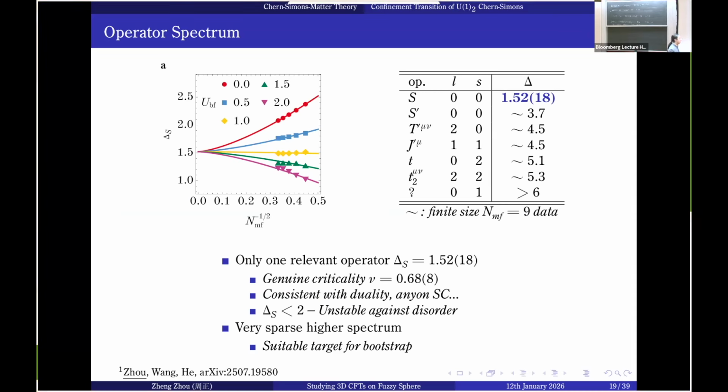For example, for the SU(2) level 1 Higgs transition, the scaling dimension we observe is a function of the system size. Here, different lines correspond to tuning another parameter, which is equivalent to tuning an irrelevant operator. We see that these lines go to the same value as a power, and this power essentially determines the scaling dimension of the irrelevant operator, which is this operator.